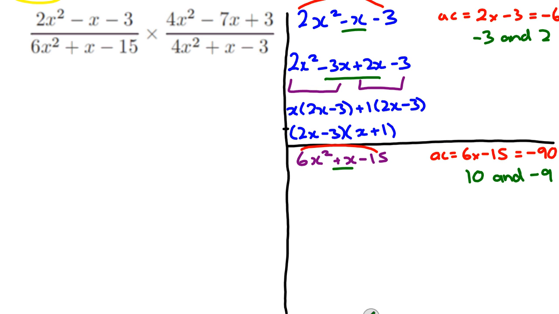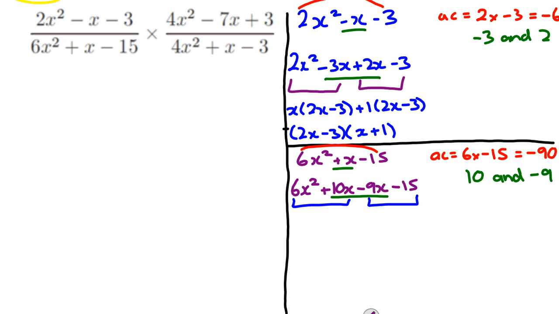So we're going to split the middle term, the x term, into 10x minus 9x. So 6x squared plus 10x minus 9x minus 15. Again, we haven't changed the expression, we've just split x into 10x minus 9x. Now we can separately factorize each part.